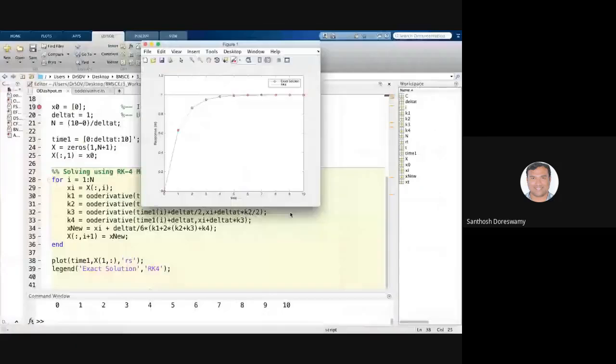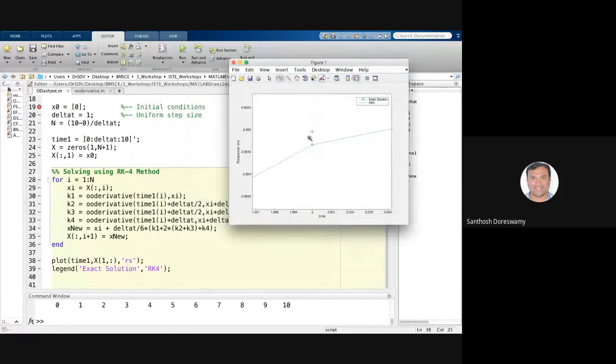So as you can see, when I did this plot command, I did a red square here. Red square refers to the data points that got computed using the RK4 method. So what I will try to do now is zoom in a little bit and see where the red squares are lying.